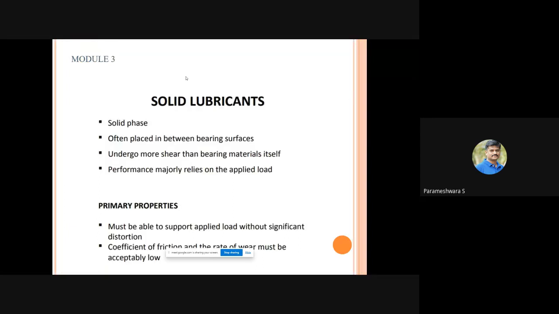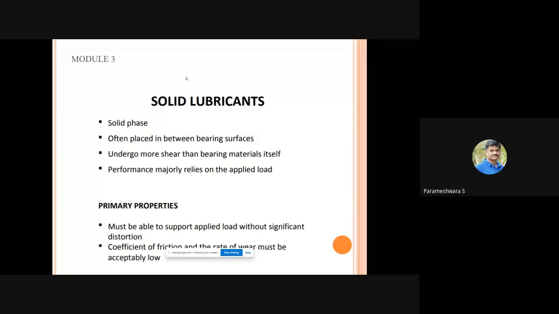This solid lubricant is basically in solid phase, often placed between the two bearing surfaces, and it undergoes more shear than the bearing materials itself, and the performance majorly relies on the applied load. I'll take one example for this solid lubricant. The best example is the talc powder, which you apply on the carom board when you are playing carrom. This talc powder facilitates easy movement of the pan. So that is the best example of solid lubricant.